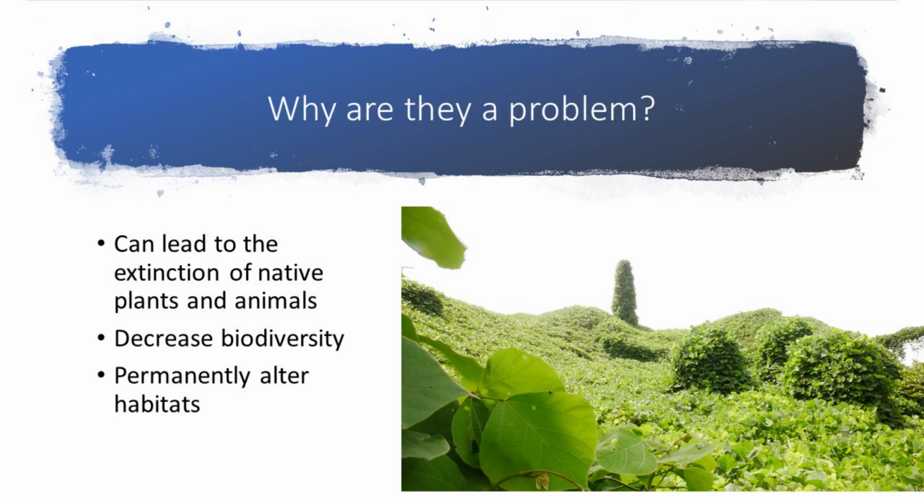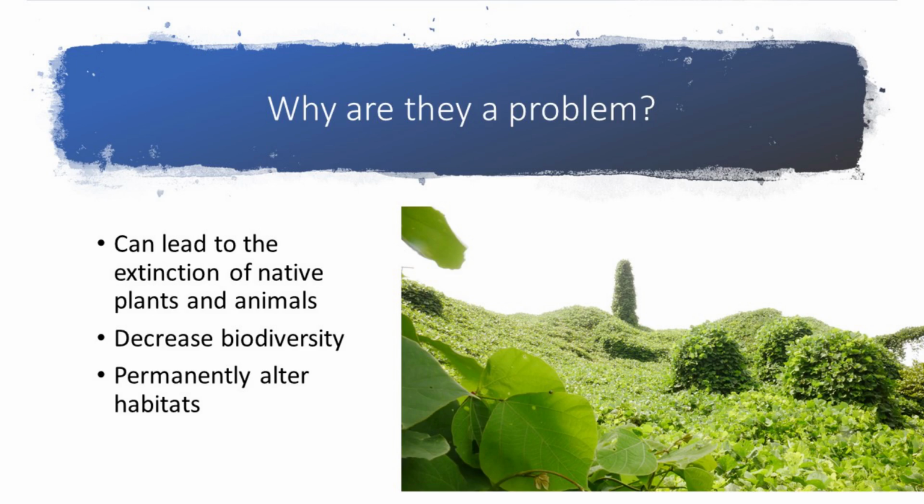These common characteristics lead to why they become problems in their non-native ecosystems. The prolific growth of invasive plants can lead to the extinction of native plants and animals. That can be done through the invasives outcompeting native plants for space, nutrients, and sunlight, or physical damage to other plants by the weight of growing vines. Animals will also lose important habitat and food sources.